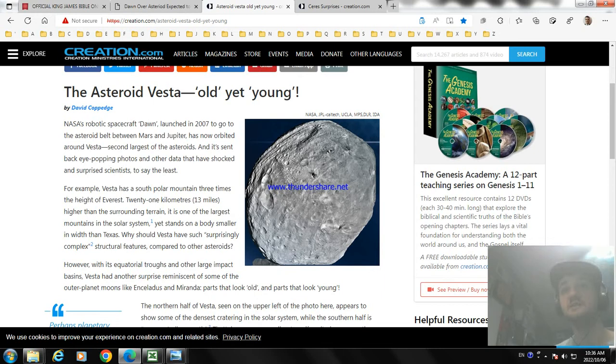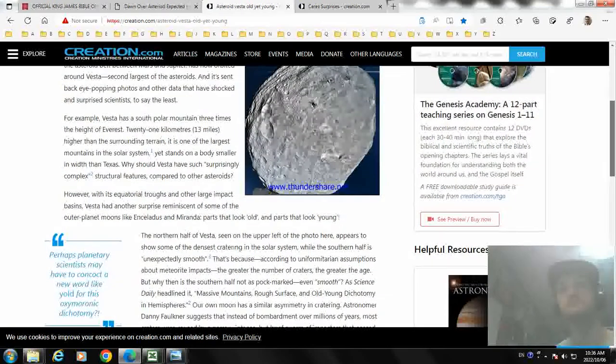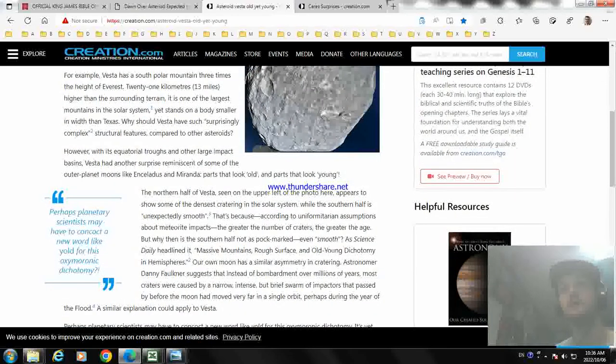For example, Vesta has a south polar mountain three times the height of Mount Everest, 21 kilometers, or 13 miles, higher than the surrounding terrain. It is one of the largest mountains in the solar system, yet Vesta's density is smaller than that of Texas. Why should Vesta be surprisingly complex? There are no features to compare to other asteroids. However, with thoughts of large impact basins, Vesta has other impact basins.